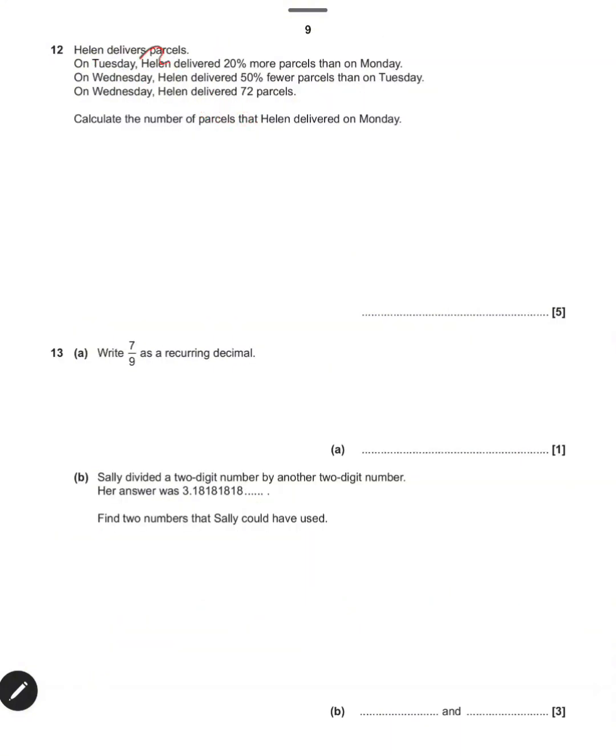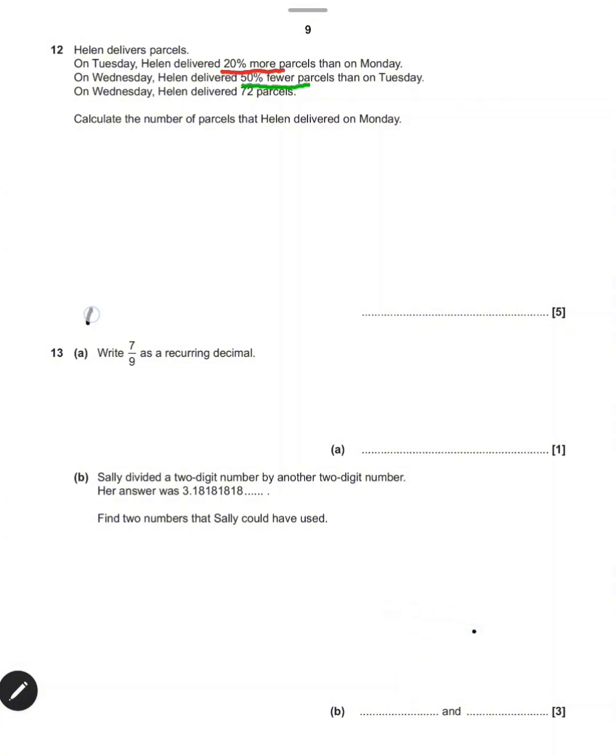In question 12, we've got someone delivering parcels. She delivered 20% more parcels on Tuesday than on Monday. And then on Wednesday, she delivered 50% fewer parcels than on the Tuesday. And we've got how many parcels she actually delivered on the final day, on the Wednesday. I'm going to work this through using some diagrams.